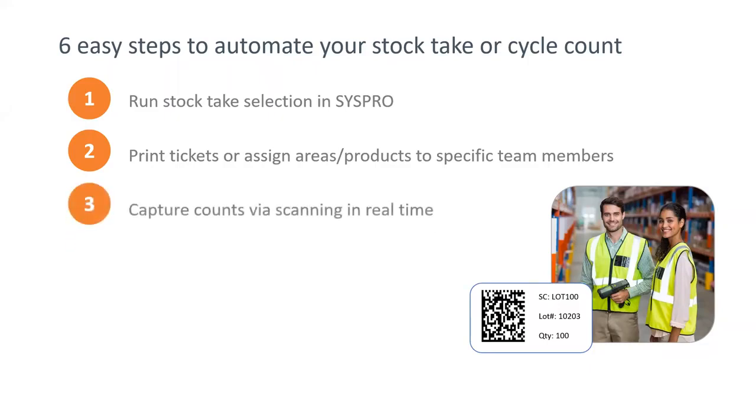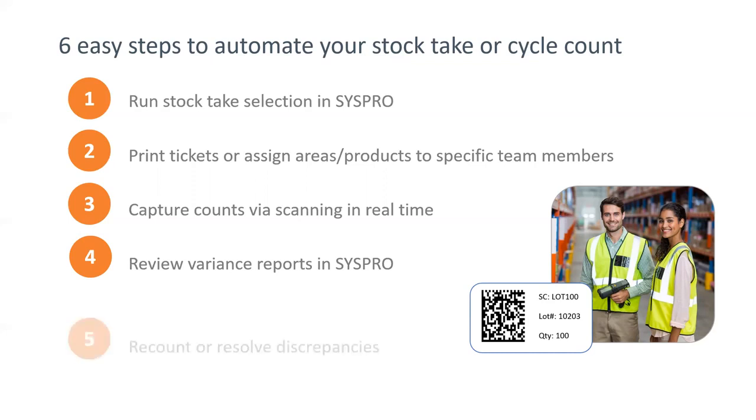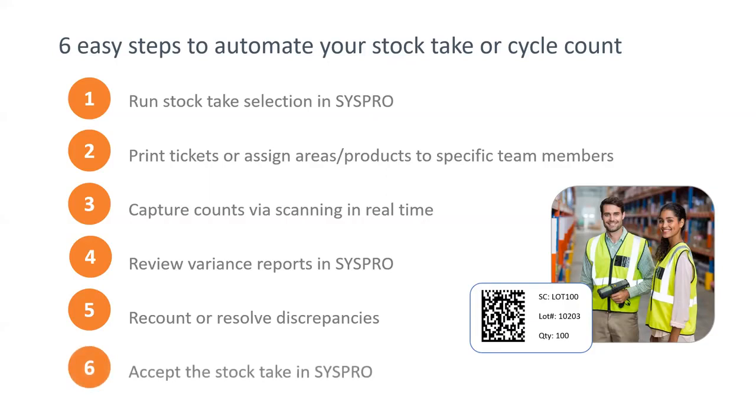This is when riteSCAN kicks in, and you're going to now actually go and capture those counts via scanning in real time through those handheld devices with riteSCAN. Once you're done with that, with all your counters out there and they're done counting, you're going to review your variance reports out of SysPro to review that information. Of course, you're going to have to recount and resolve those discrepancies because you know you're still going to find those discrepancies with inventory. The last step in the process is to actually accept the stock take in SysPro, which is going to make the adjustment to inventory at that time.